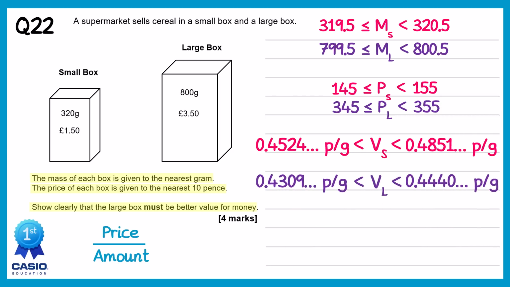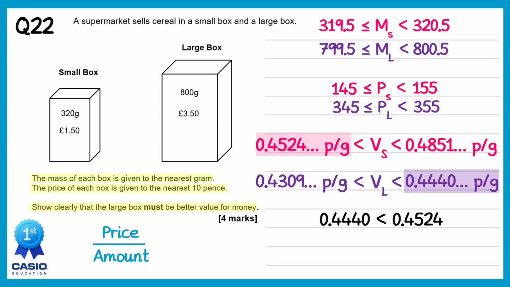Now remember, for this question we're trying to show that the large box must be better value. We can do this by comparing this number here, which is the maximum possible calculation we could have done for the value for the large box, with this number here, which is the minimum possible answer we could have got for the value calculation for the small box, which means the large box must be better value. So we might conclude by writing something like 0.4440 is less than 0.4524.